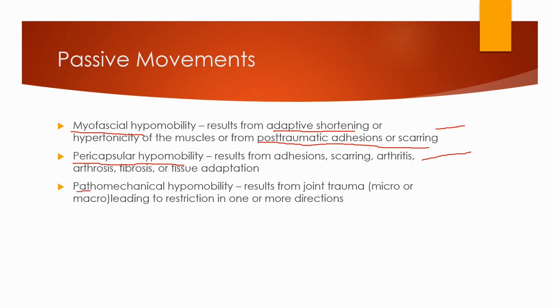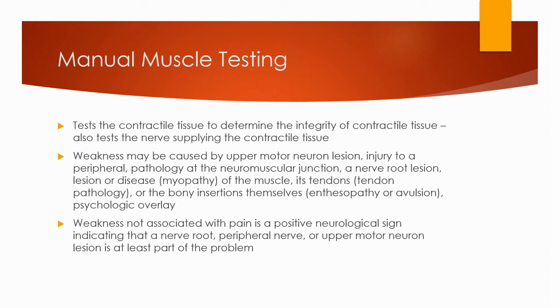And then finally, a third type of hypomobility is known as pathomechanical hypomobility, and this results from joint trauma, either microtrauma or macrotrauma, leading to restriction in one or more directions. This is differentiated from the other types of hypomobility because this one involves direct trauma and injury to the joint itself, and this will typically be associated with its own true positive physical examination findings in and around the joint itself.